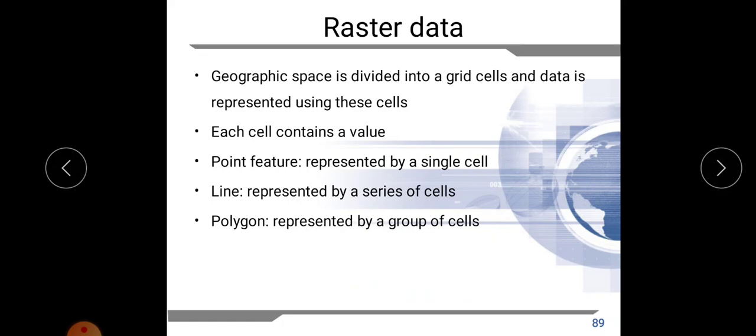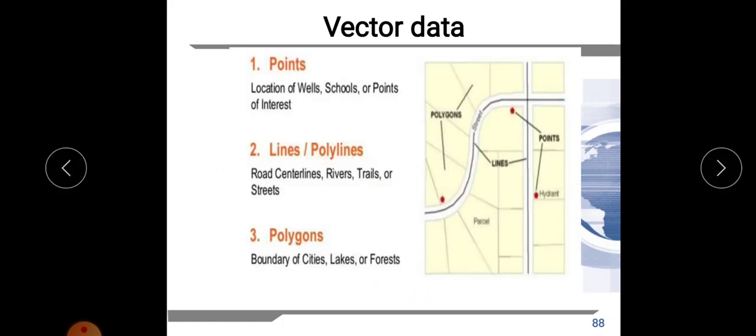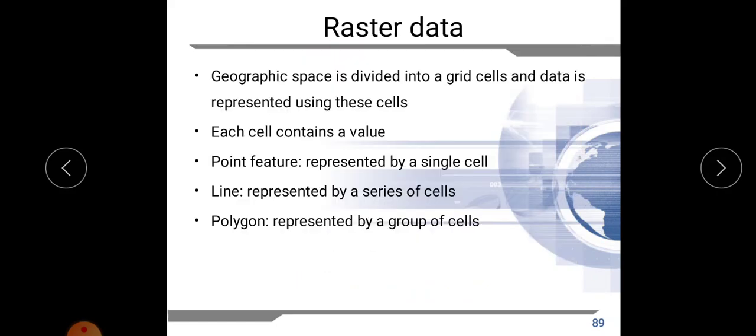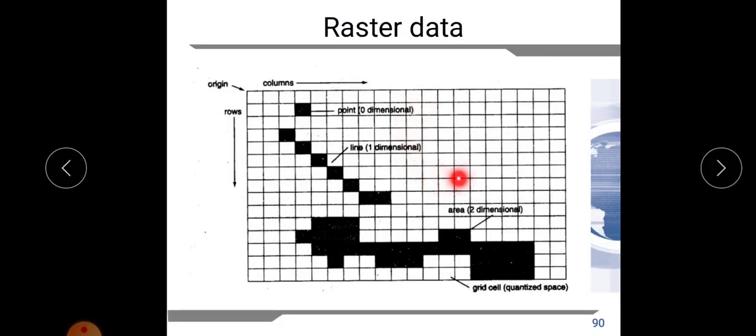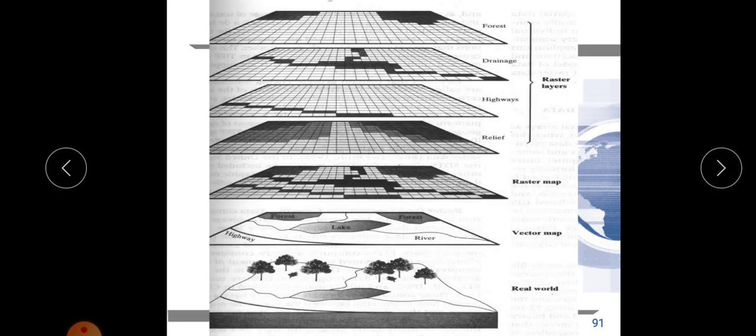So I think you are clear with vector data and raster data. So this is the vector data representation in the form of points, lines and polygons. And for the case of raster data representation, we are using grid cells. So this is raster data representation. So in this figure, it is a raster map.